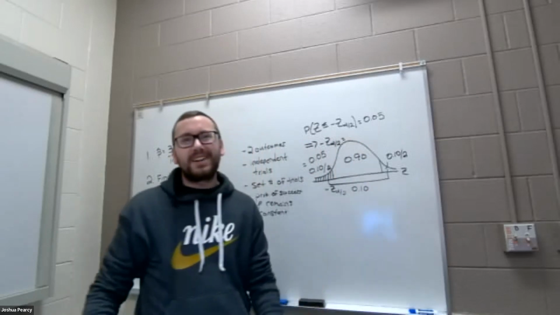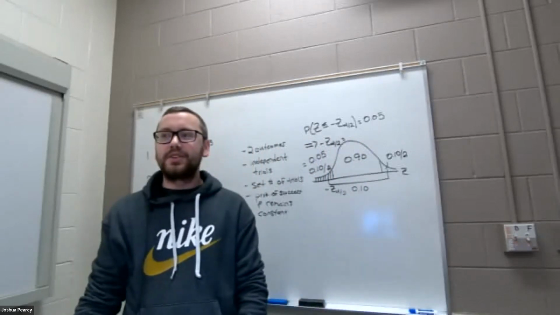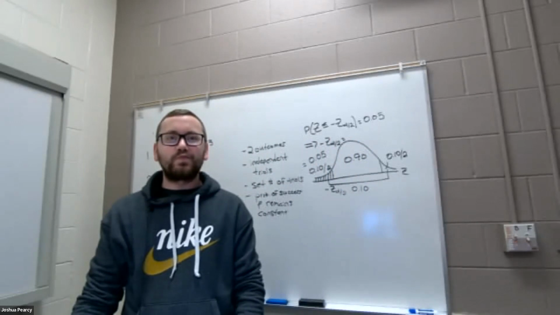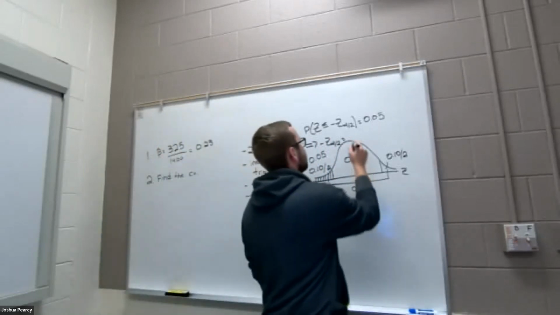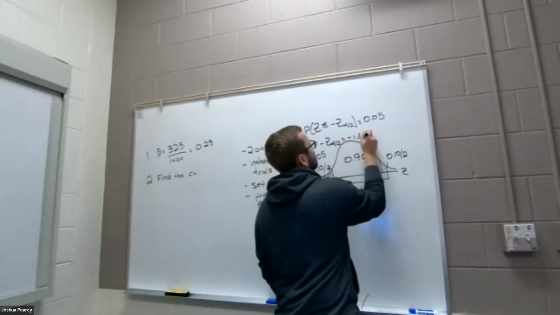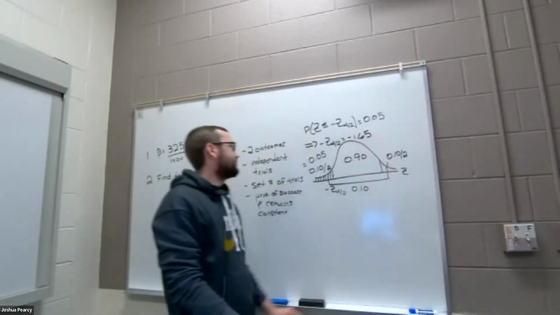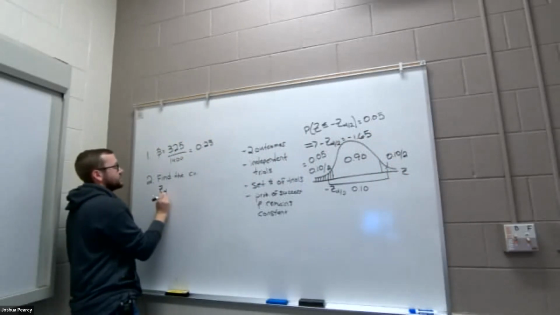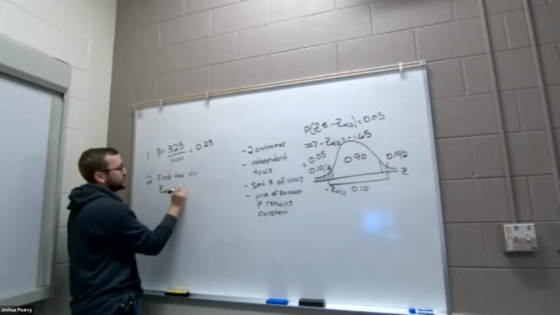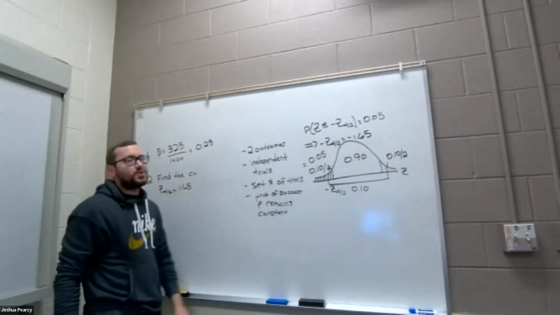That implies minus Z alpha over 2. Anyone know what it is? Minus 1.65. So that implies that the critical value, if you just look at the positive Z alpha over 2, is 1.65.